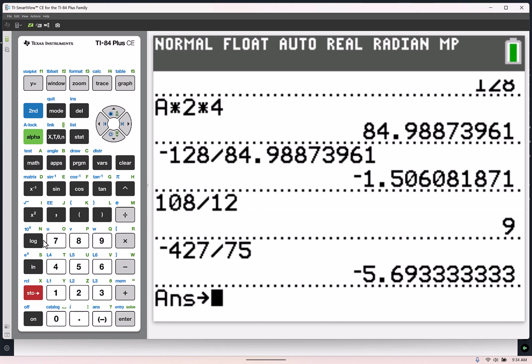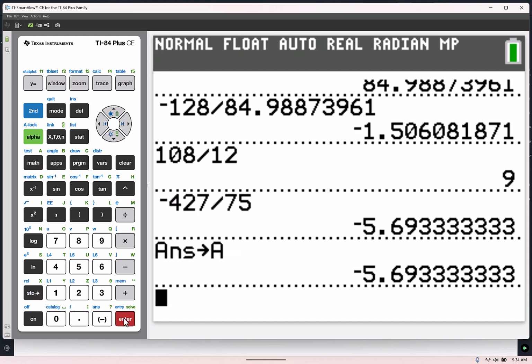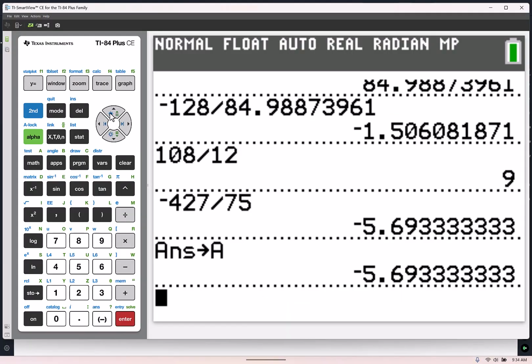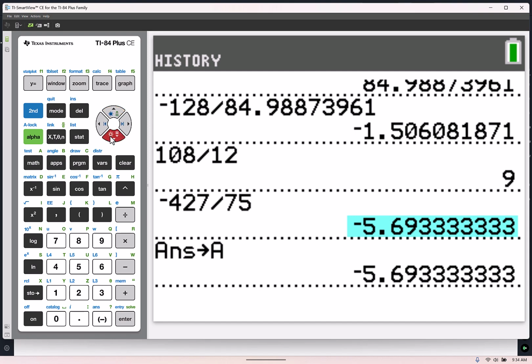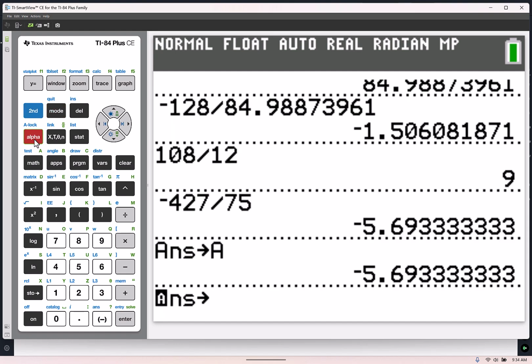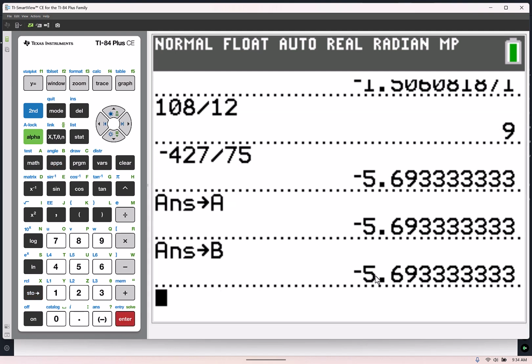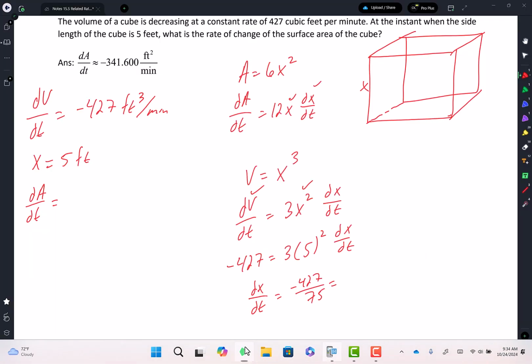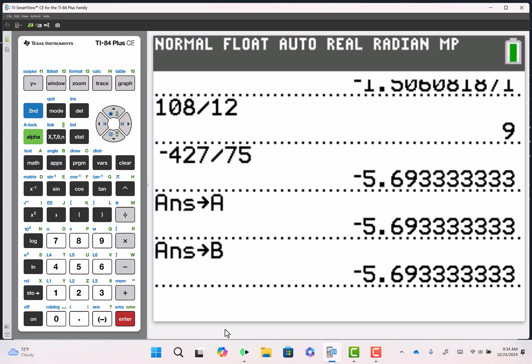I'm going to store that into A. Oh, you know what? Well, I already stored it. Yeah, let me store it into B because A, we're using it for area. I'm just going to push store again, store alpha B. Let's see if it works. Yeah, it works. So now my B and A is also the same number, but I don't want to use A because A's area, right? I already forgot the number, negative 5.69333333.